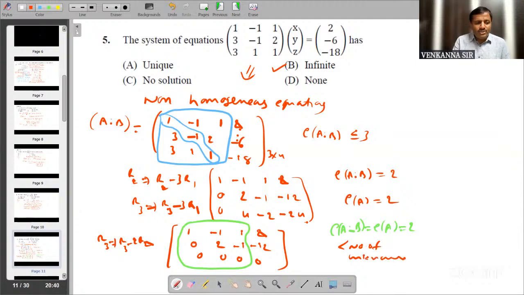Hope everybody understood. This solution is clear. All of you understood? So clear to all, please confirm. So let us go to our next question here.